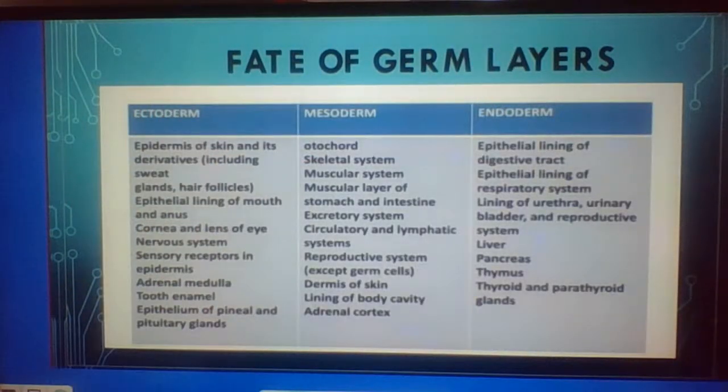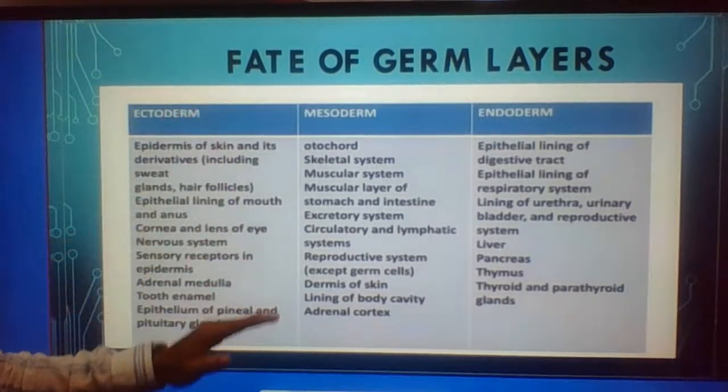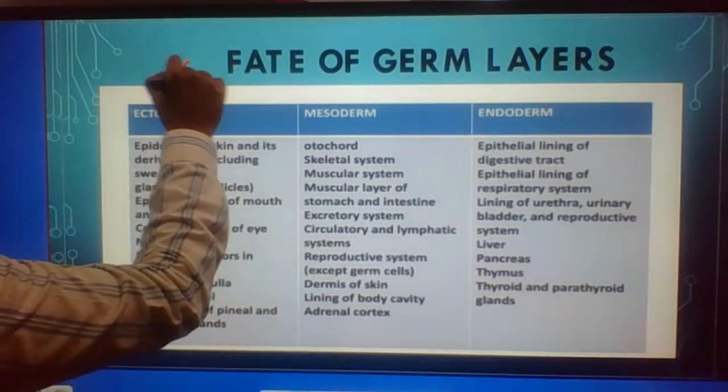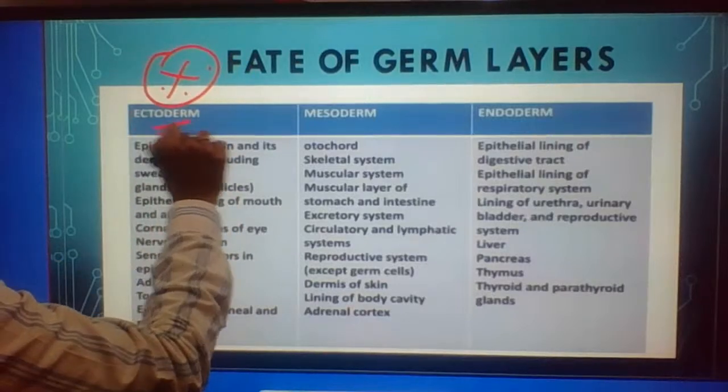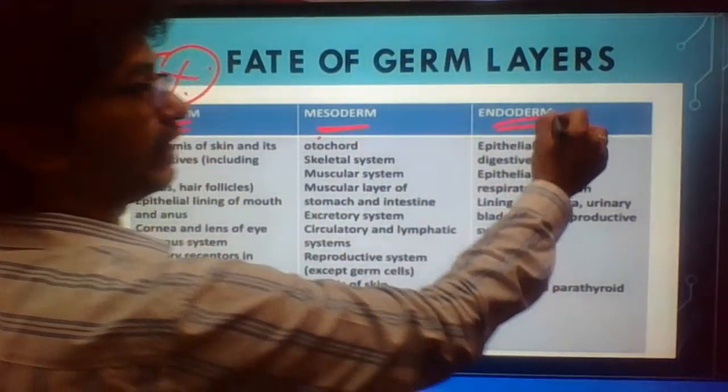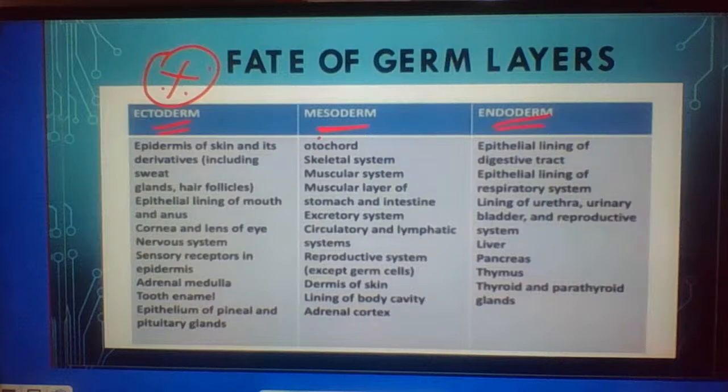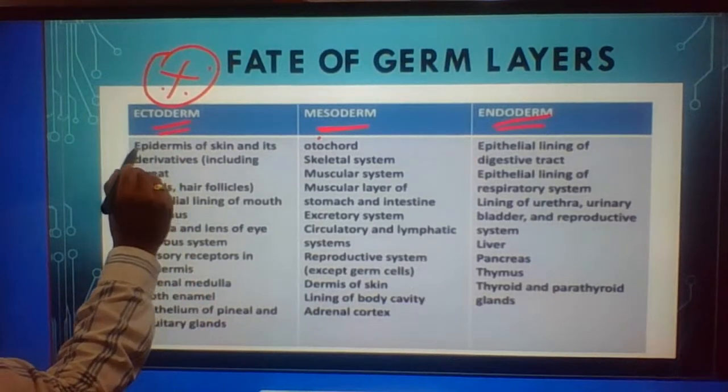Fate of the germ layers. At last, we could see the fate of the germ layers. If ectoderm is in an organ, what hormones is it going to get? This is a question you can get. You get one question: what is the fate of the ectoderm, mesoderm, and what will be the fate of the endoderm? In this case, ectoderm: here the epidermis of skin.